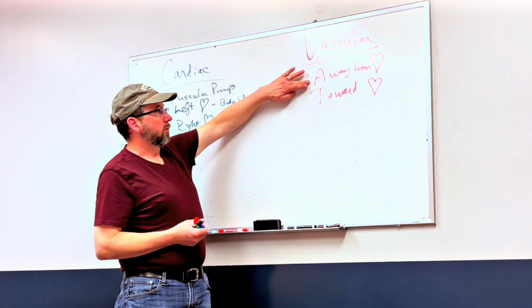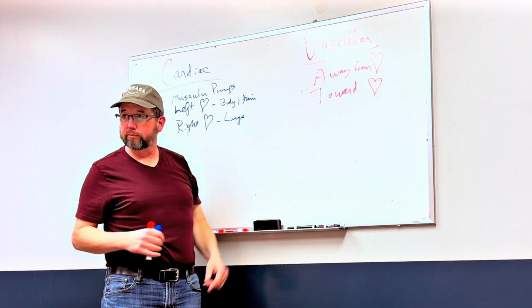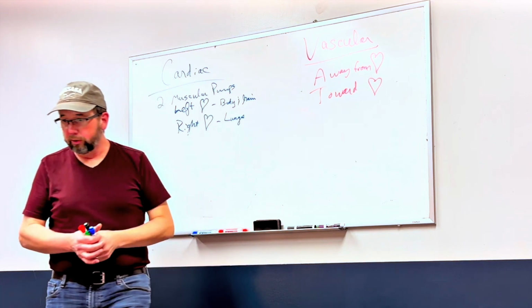So, what are these? What takes blood away from the heart? Arteries. And what brings blood toward the heart? Veins. Okay.